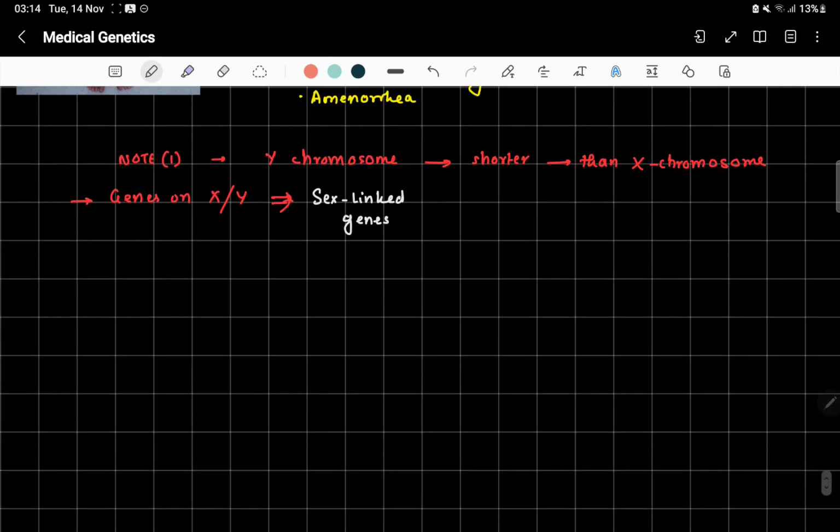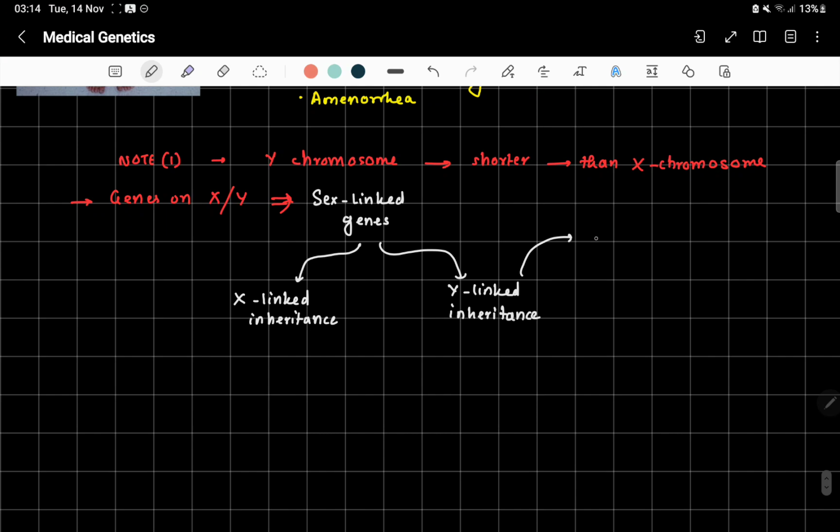Depending upon the sex linked genes, inheritance can be X linked inheritance or Y linked inheritance. The disorders which are labeled as Y linked inheritance disorders must be only in males, because the Y chromosome is present only in males. Understood?